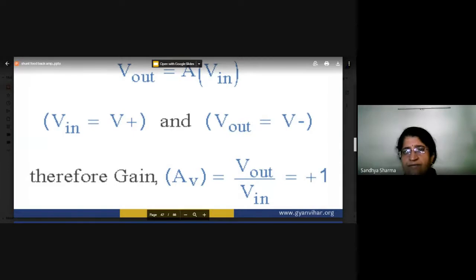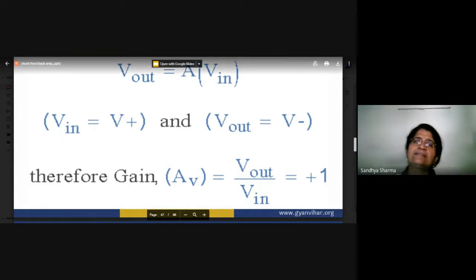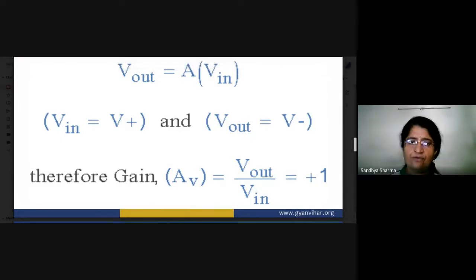This is what I have told you. The input voltage should be equal to the output voltage, because what is the role of a voltage follower? Whatever input you provide, you receive the same output. There is no amplification of your input signal. The gain A is equal to 1, meaning your output voltage is equal to the input voltage. So this is basically the mathematical part of our voltage follower, which we see in our diagrams.